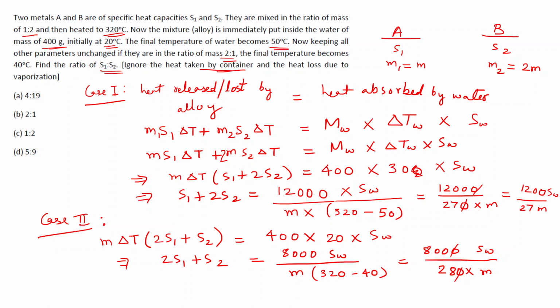This cancels. So this is another expression. Now let's call this equation 1, and this equation 2. Dividing 1 by 2, what I'll get is S1 plus 2S2 divided by 2S1 plus S2 will be equal to, what was it?